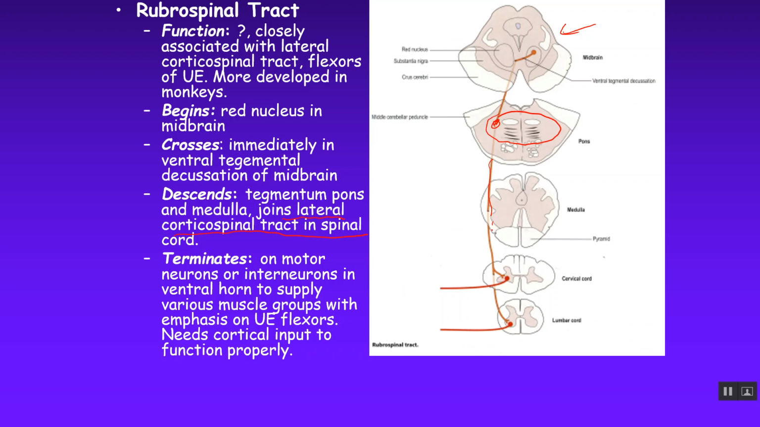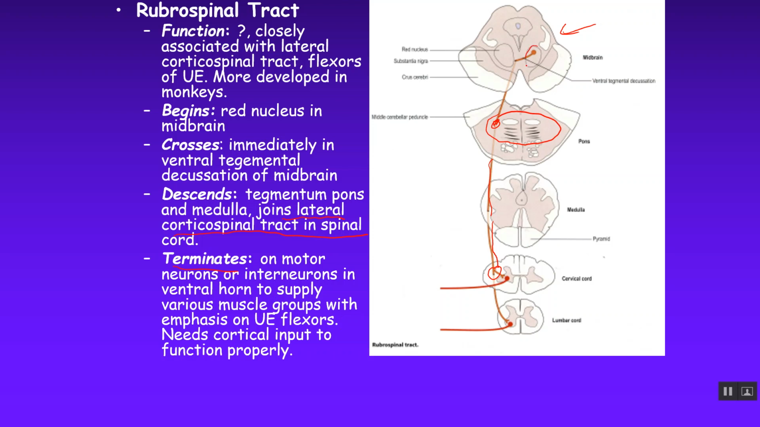Once it gets down here, it joins up with the lateral corticospinal tract, like you saw in that picture where it's almost part of it, just laying right up against it. But it's still called the rubrospinal tract in the spinal cord, okay? It's just running right along with the lateral corticospinal tract. So where does it terminate? On motor neurons or interneurons in the ventral horn to supply various muscle groups with an emphasis on upper extremity flexion.